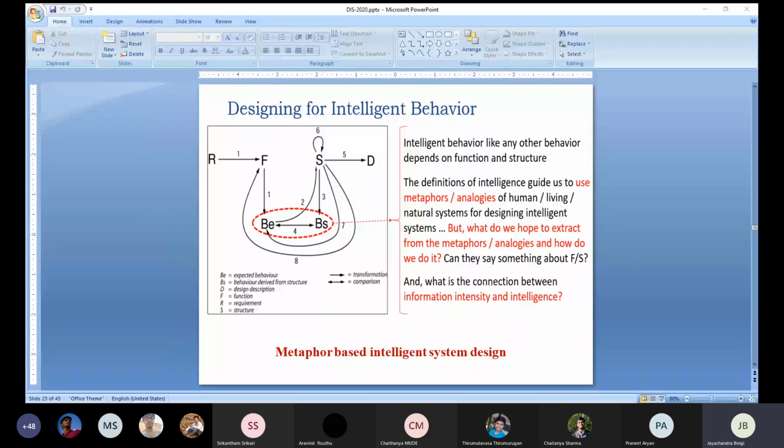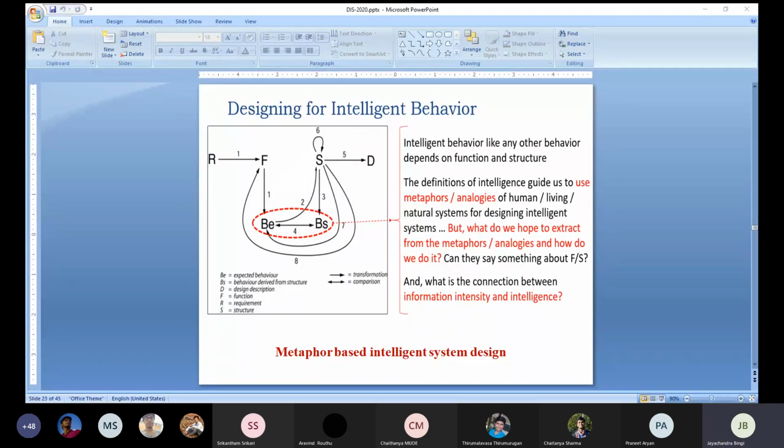In this class, we are going to discuss the slide we already saw, where we tried for some expected behavior, which is mostly driven by the function. But that behavior should be very close to structurally supported behavior. This we discussed in the last class. That means we are always trying to design some behavior which is supported by the structure.